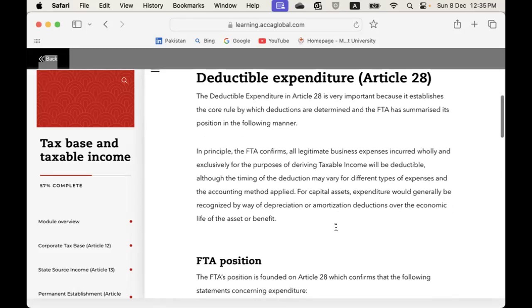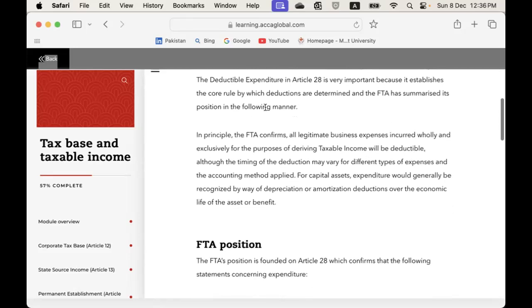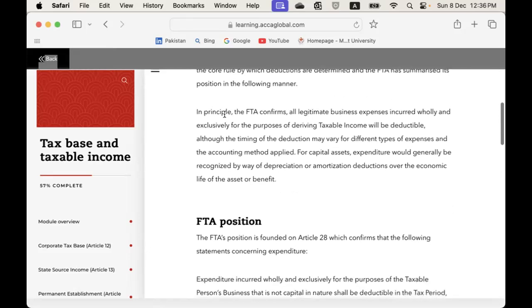Allowable deductions. The deductible expenditure in Article 28 is very important because it establishes the core rule by which deductions are determined, and FTA has summarized its position in the following manner. In principle, the FTA confirms all legitimate business expenses incurred wholly and exclusively for the purposes of deriving taxable income. So that's a key criteria for us to remember.